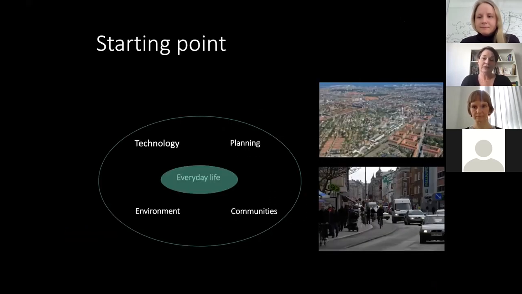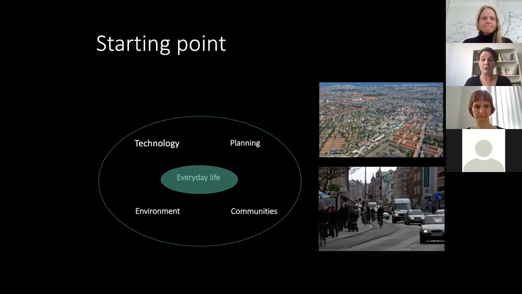I have a transdisciplinary education, and that means I have a center in everyday life, not because I think everyday life is just about what goes on in the home, but because it's one of the things we don't pay enough attention to. Everyday life is also part of the technologies, how we use them, the planning, the environment, the communities we make, the way we create societies. So everyday life is essential to understand in order to understand how all the other practices we're doing, be it a planning practice or a political practice, are connected to the way everyday life works.